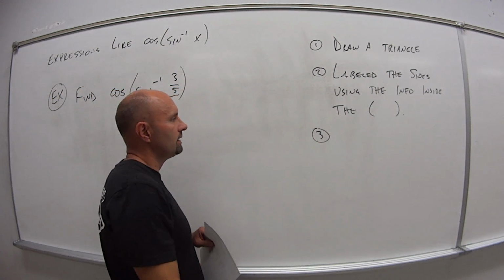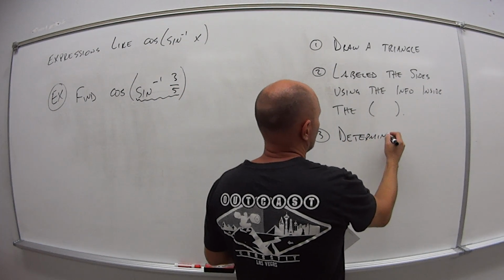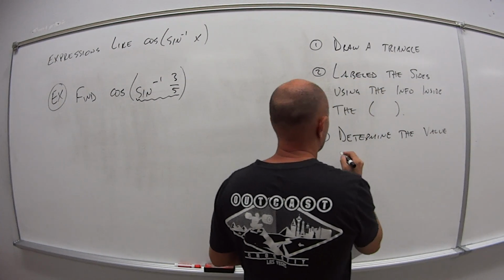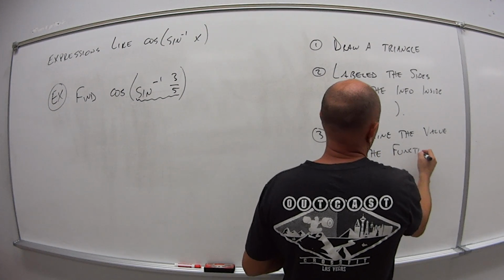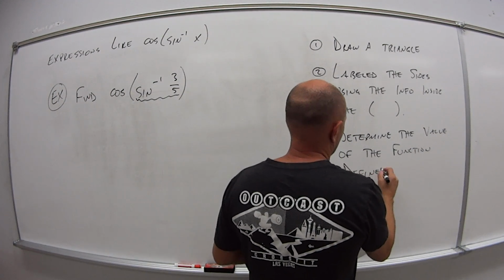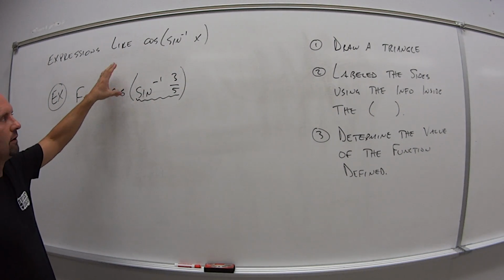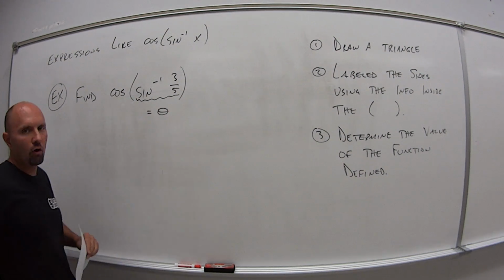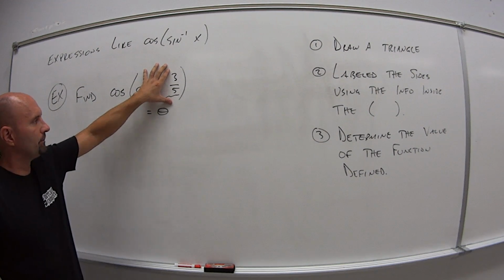And then lastly, we'll determine the value of the function defined. So for example, once we build this triangle, then we're going to figure out the cosine from this triangle. So what I'm going to do is call all this information inside the parentheses equal to theta.